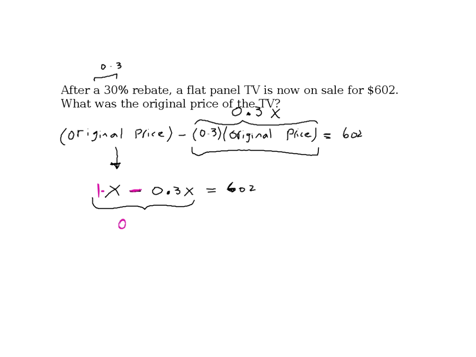Right. So what is 1 minus 0.3? It cannot be negative. 1 is larger than 0.3. So 1 minus 0.3 is 0.7. Okay, 0.7x. Now it's easy to solve for x. You divide both sides by 0.7. You get x is equal to 602 divided by 0.7, which is 860. So the original price must be $860. Don't forget the unit. So you should write the original price of the TV is $860.